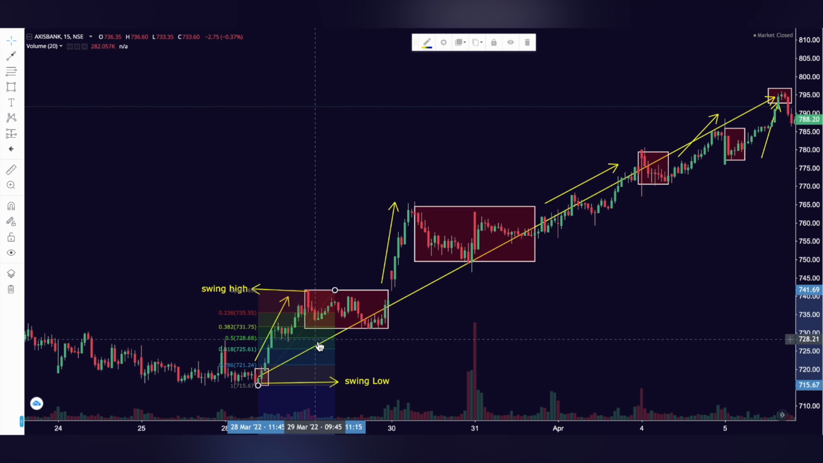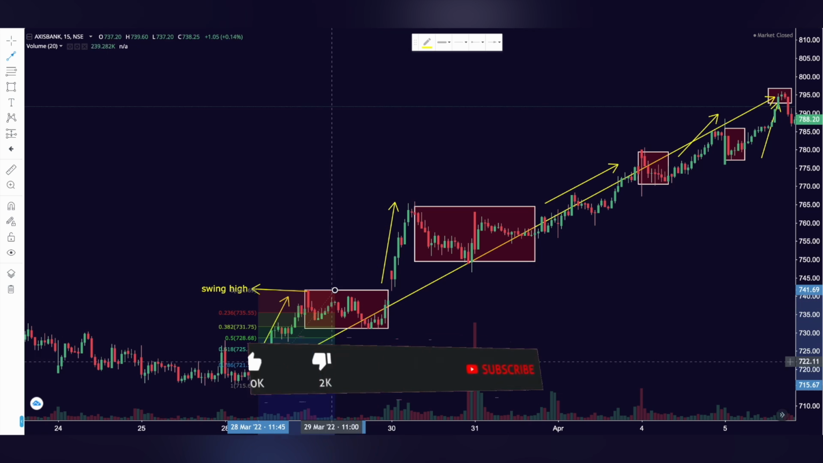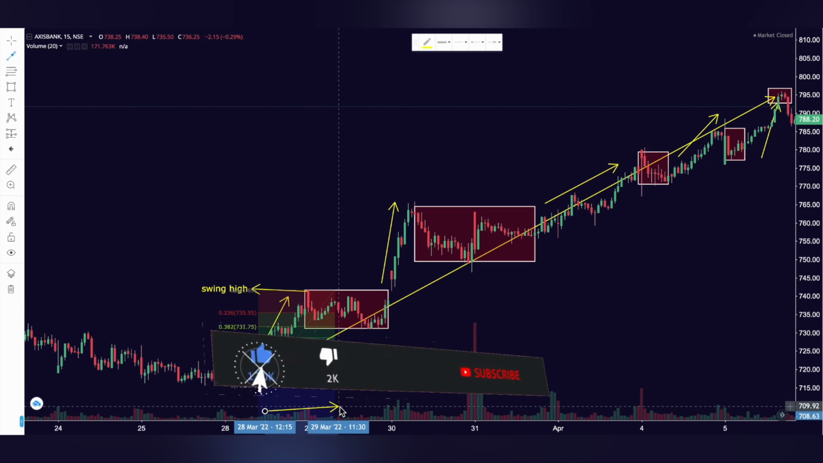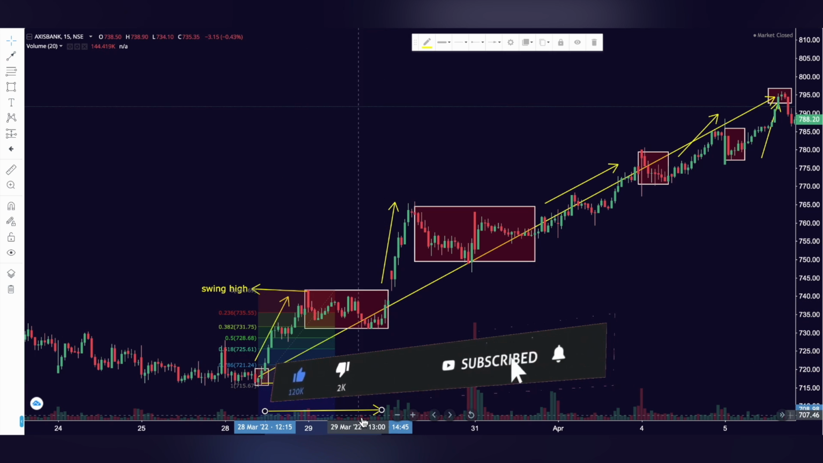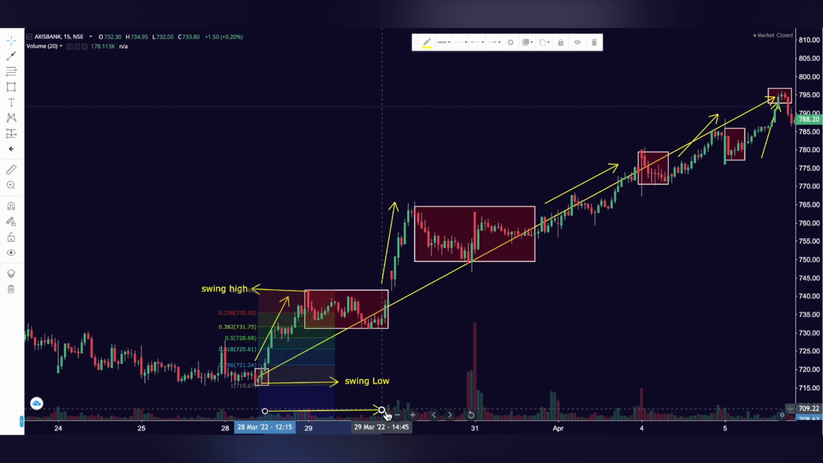Now here you can clearly see Axis Bank started taking support at this level. Now what level is this? This is 0.382 level. I clearly told you these three levels are important level. Now the market is exactly taking support at this level. Now after this, can you see the volume here? Compared to all the previous candle, we started having buyer's pressure from this level.